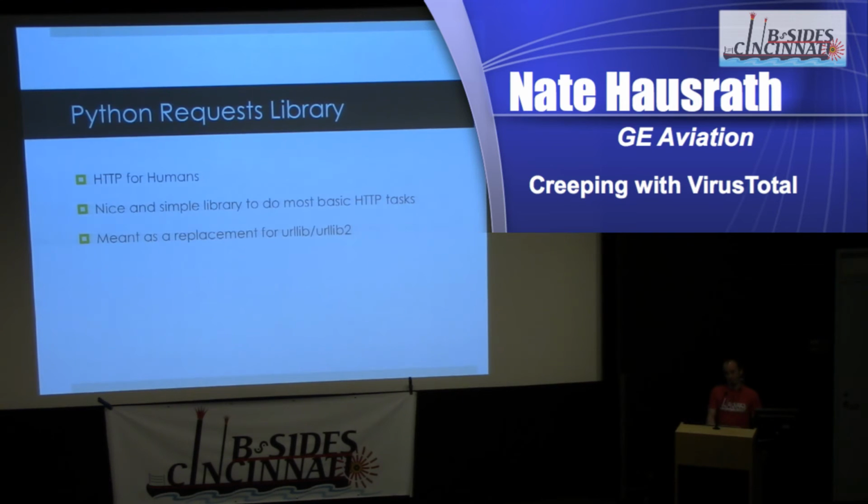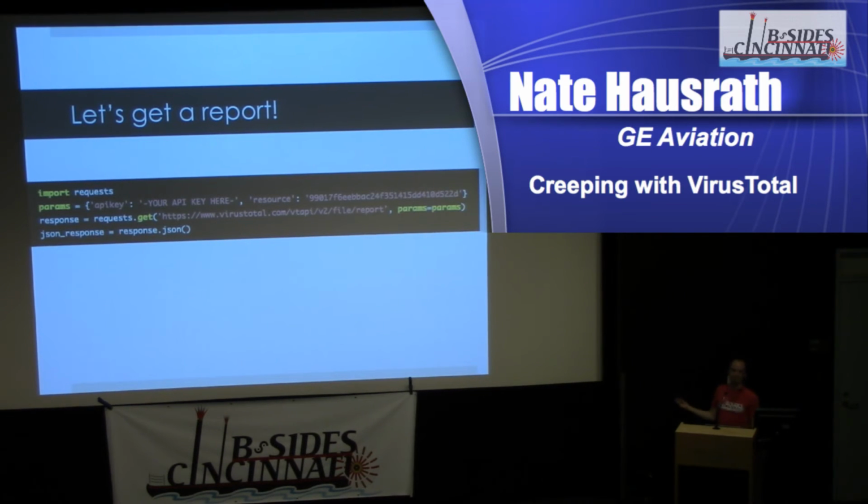That's awesome. So this is an example of using the API to pull a report about a whole malware sample. This is all the script is. Import requests, then you give your parameters, which is of course your API key, and the resource is the hash of the file that you want to look up, and then you call requests.get, and there you go, response.json, and now you have a JSON object.